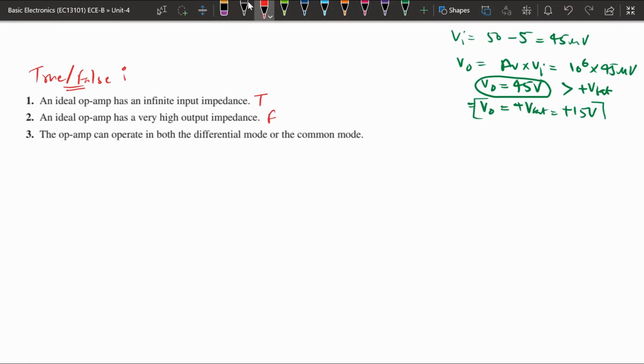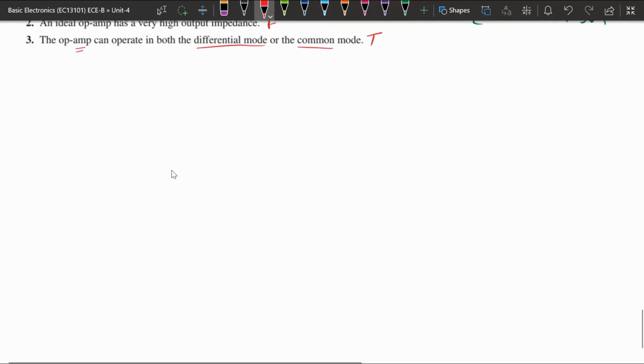The next one is: the operational amplifier can operate in both differential mode and common mode. Is it true or false? Double mode is also called differential mode. So it is true. The next concept we will now see is virtual ground and virtual short, which is there in case of operational amplifiers.